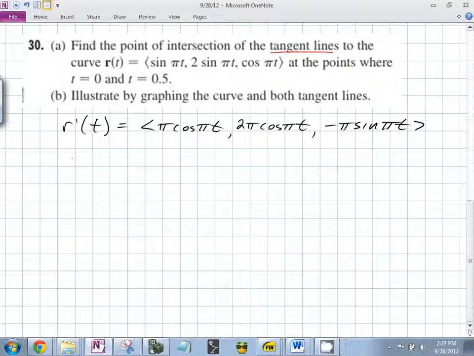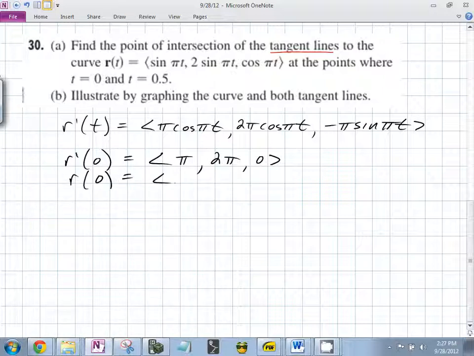So what should we find now? How about r prime of 0? What's that going to be? What's cosine of 0? So pi, 2 pi, and 0. And what else do we need to find at that point? R of 0. What is r of 0 going to be? It is? You sure? Yeah. 0, 0, 1. Okay, that's nice.